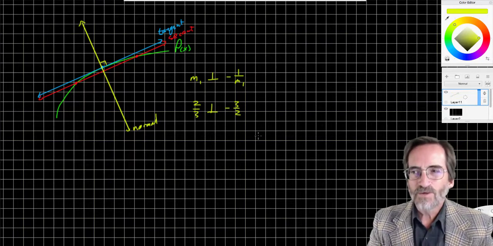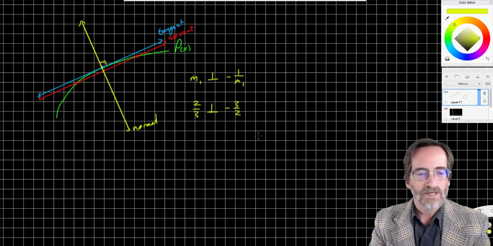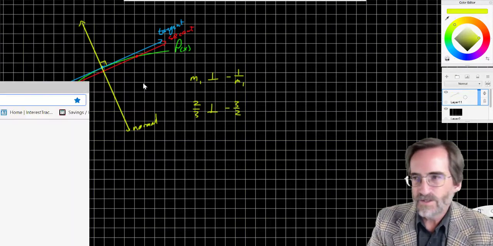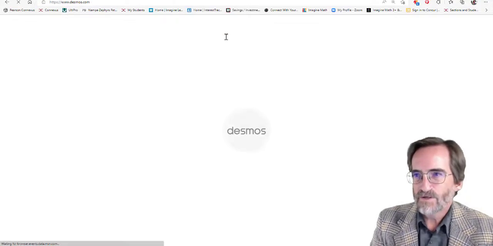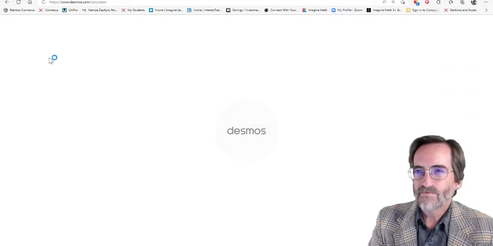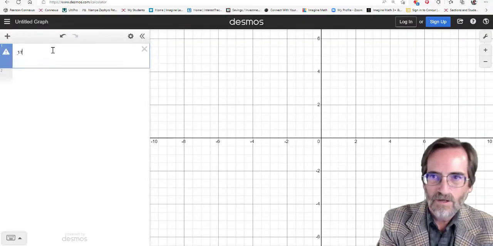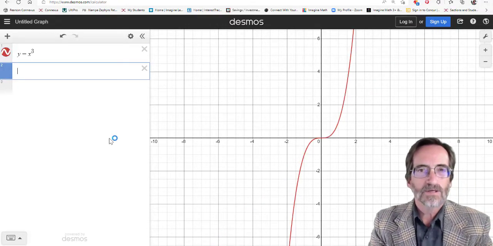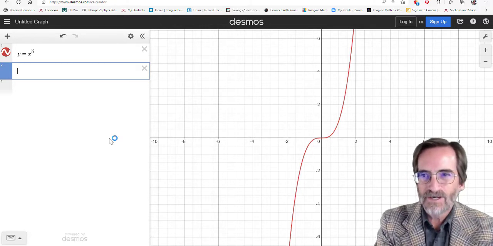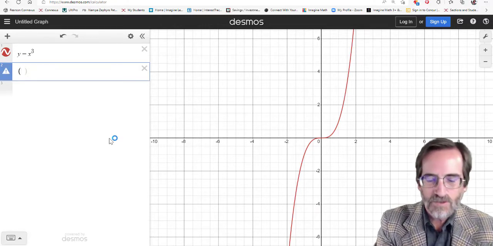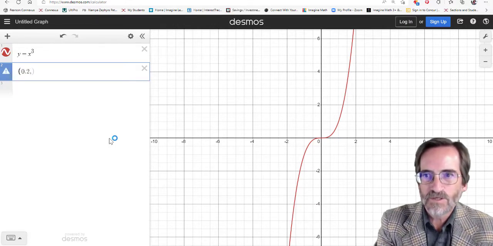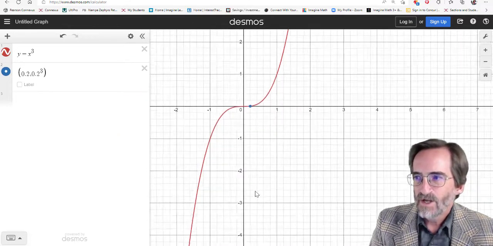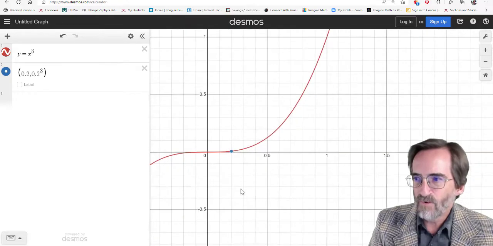Okay, so let's analyze this a little bit with Desmos. I'm going to see if I can take you step by step through the ideas behind this in Desmos here. Let's say I have some function. Okay. I have some function y equals x cubed, and I'm interested in the slope at 0.2. So at 0.2, the output would be 0.2 cubed. Okay, so that's a point on the curve. I'm interested in the slope of the line tangent at that point.